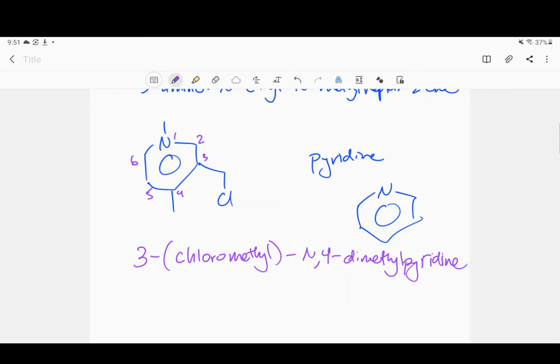Does the N come before the 4 or after the 4? She put it before the 4. She also puts them way before, which is not correct, because you have to follow alphabetical order. Like with that first one where she has N-methyl, it's got to go after the ethyl group. So, here, let's find out. 3-chloromethyl-N,4-dimethylpyridine.